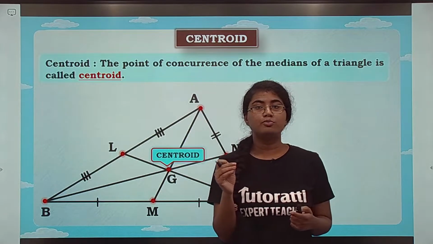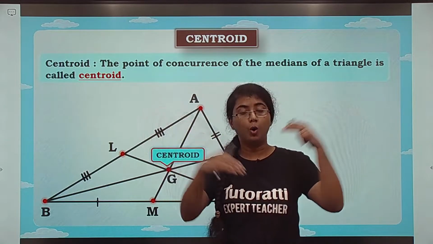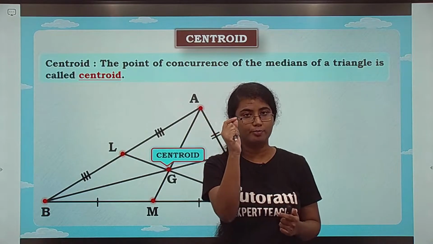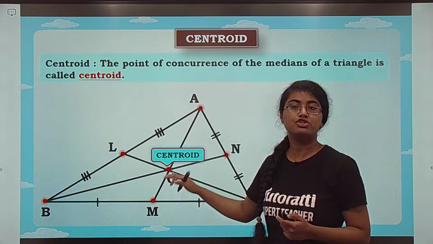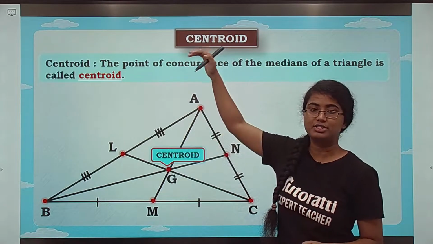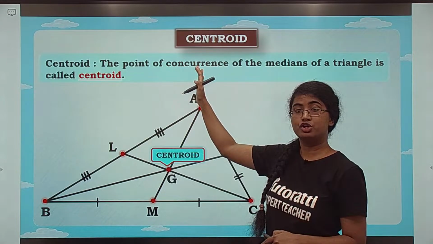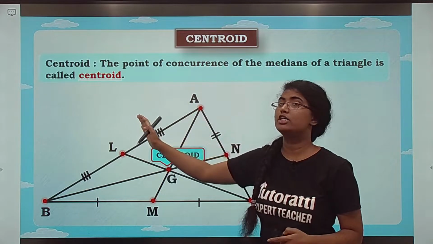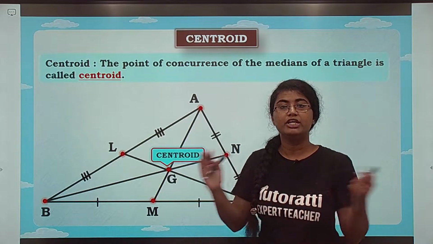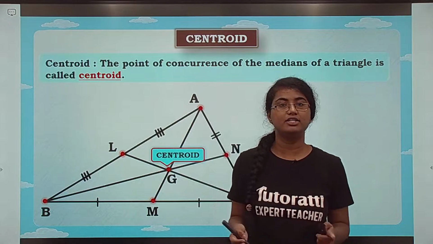And the most important property of these medians is that they intersect in one point. All the 3 medians intersect in one point, and that point of intersection is known as a centroid. Alright? So the point of concurrence of medians of a triangle is called your centroid. Easy to understand? तो centroid क्या है समझ में आ गया, medians क्या है समझ में आ गया.